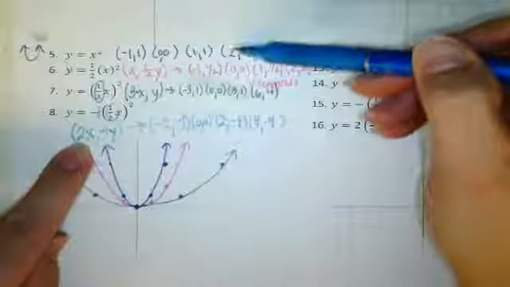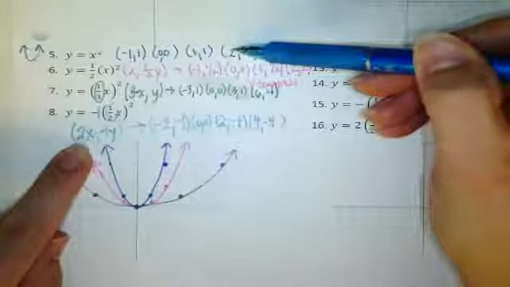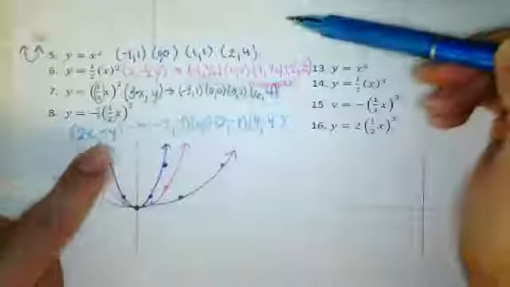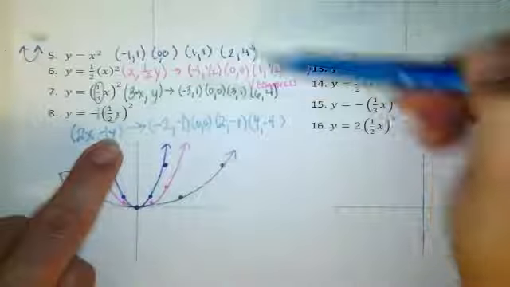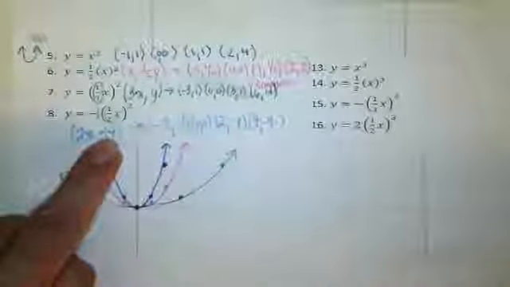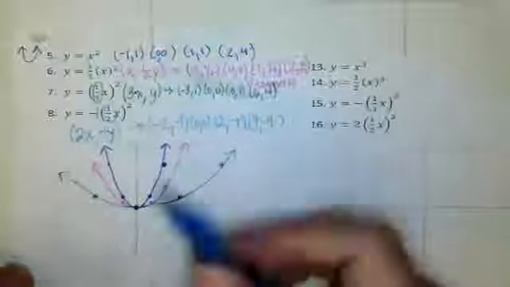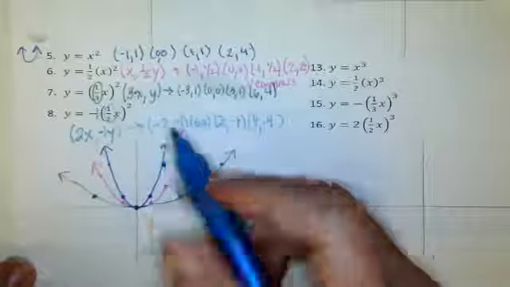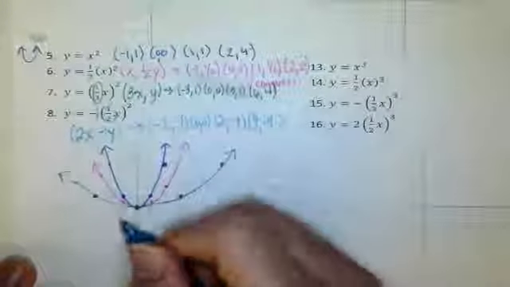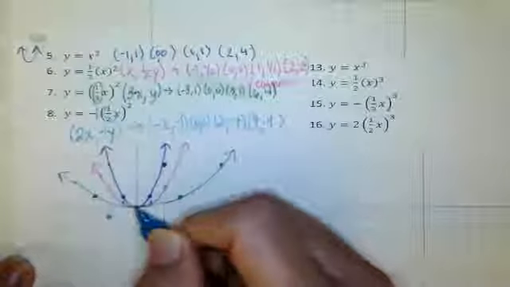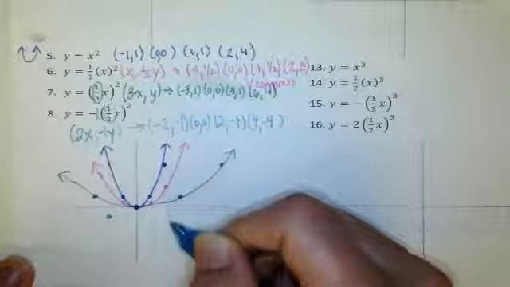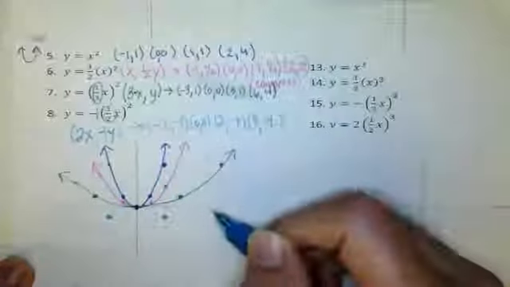2 times the x. 2 times 2 is 4. And then negative 1 times the y. All right, I'm going to plot those. Negative 2, negative 1. 0, 0. 2, negative 1.